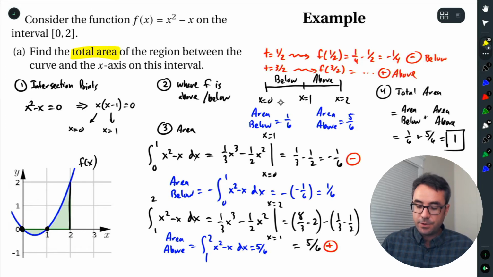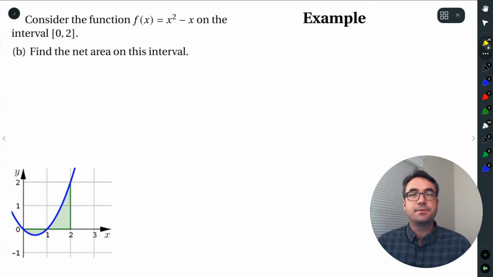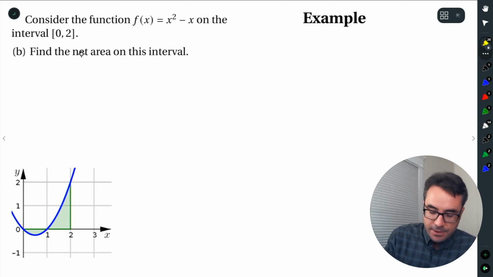So why did we integrate from 0 to 1? Well, on that interval, our function was below. Then, on the interval from 1 to 2, our function was above. So that's why we integrated from 1 to 2. And we had to do these separately, because if we were just going to integrate from 0 all the way to 2, what would we get? If we were just to integrate from 0 all the way to 2 without splitting up the integration and adjusting for being above or below, that would give us the net area.